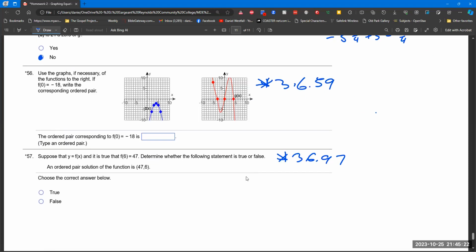Use the graphs, if necessary, of the functions on the right. If f of 0 equals -18, what is the corresponding ordered pair? We don't need the graph for that. 0, -18 is the ordered pair, because they tell us right there is the x value and right there is the y value.